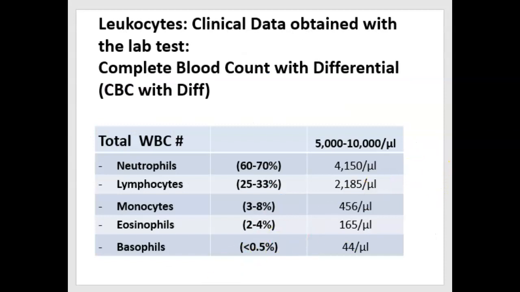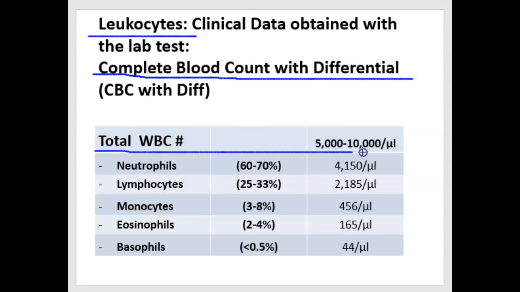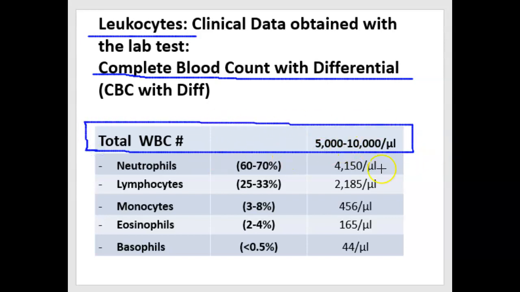Okay, if we just look at the clinical data for leukocyte counts, we see that there's a normal number of each of these types. This type of lab test is called a complete blood count with differential. What differential means is it goes beyond just a total white blood cell count, the normal range of 5,000 to 10,000 cells per microliter, and actually reports on how many of each type of cell they saw.